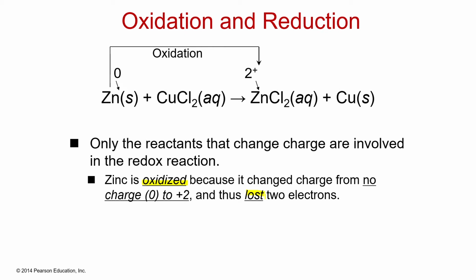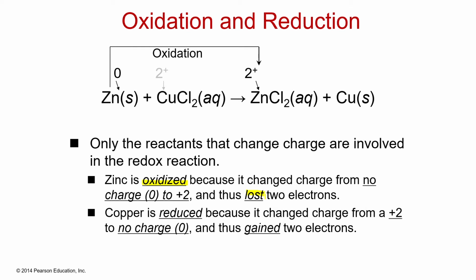Now let's look at the copper(II) ions. They start out with a +2 charge, and they end up with a 0 charge. So therefore we would say that copper is reduced because it changed from +2 to 0. In other words, it became less positive. It must have therefore gained 2 electrons, and we said OIL RIG, reduction is gain. Therefore, we say that the copper(II) ions underwent a reduction.